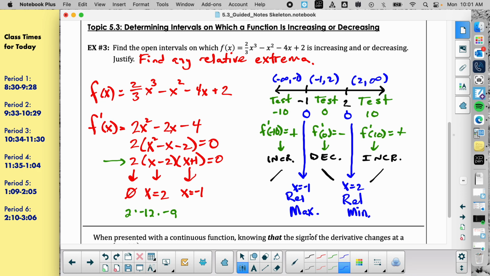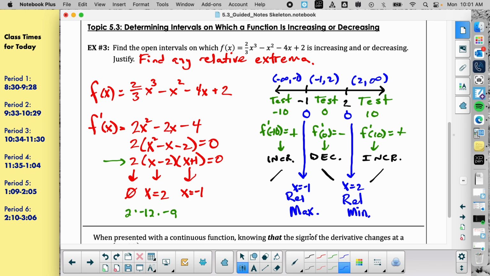So in the actual original question, it said, list the intervals of increasing and decreasing. So it's increasing from negative infinity to -1, decreasing from -1 to 2, then increasing from 2 to infinity. I would say close to perfect. So what we're going to do is say f of x is increasing from negative infinity to -1 and from 2 to infinity, and f of x is decreasing from -1 to 2. But excellent job.